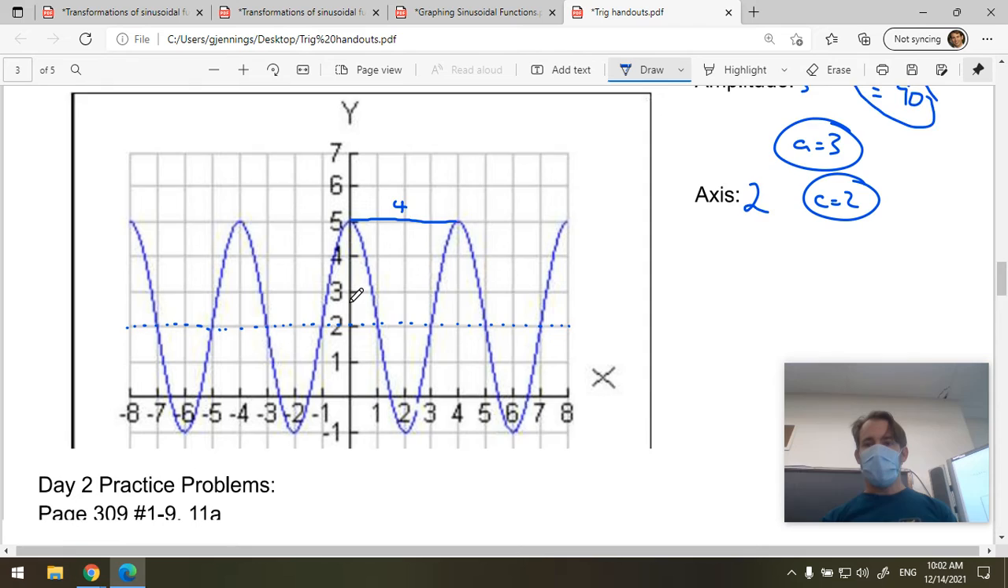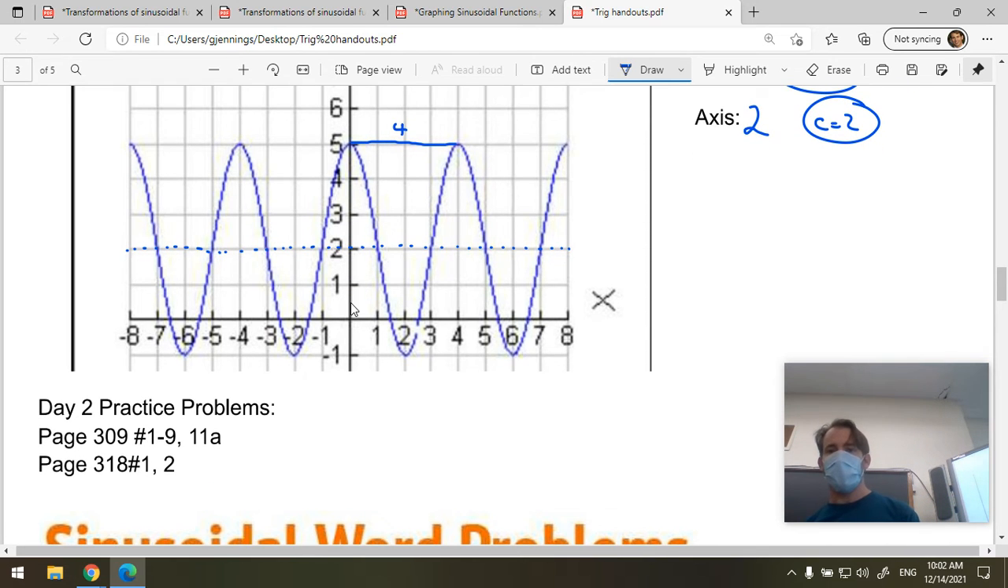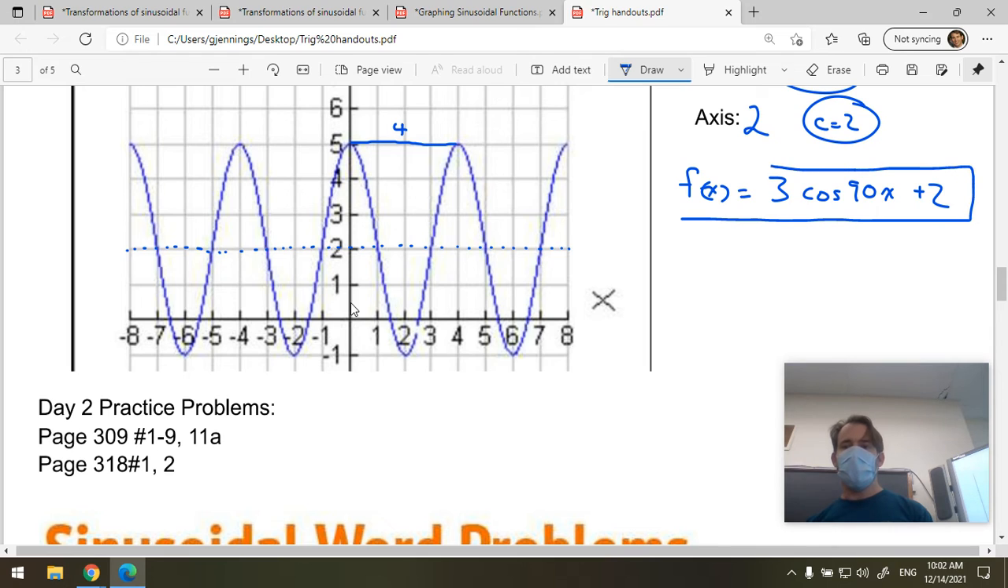Yeah. So we can create a cosine function for this, and it would look like f of x equals 3 multiplied by cosine of 90x plus 2. Let's graph it in a fresh Desmos and see if we get something that looks exactly like this.